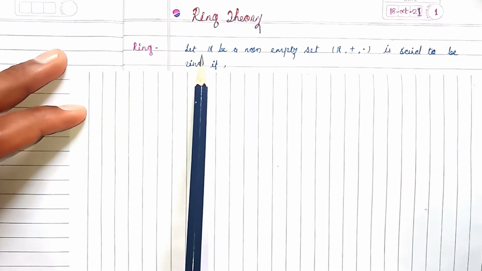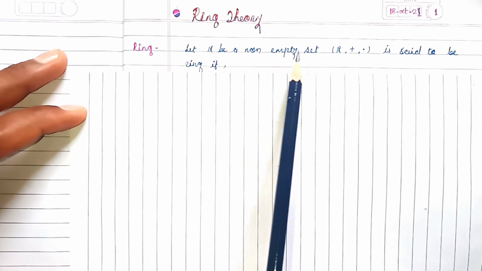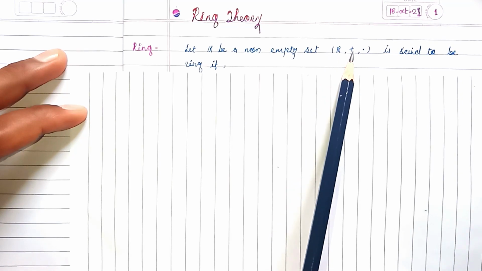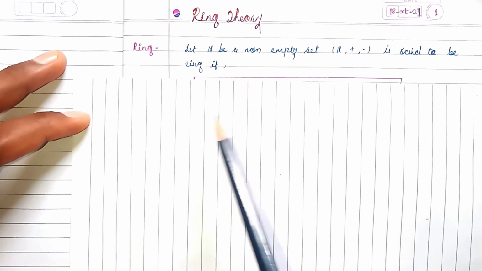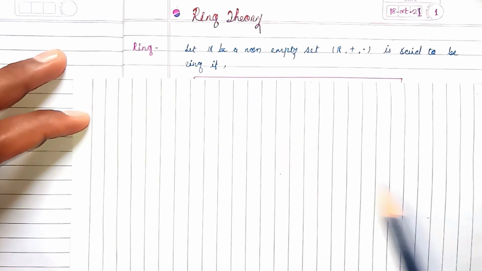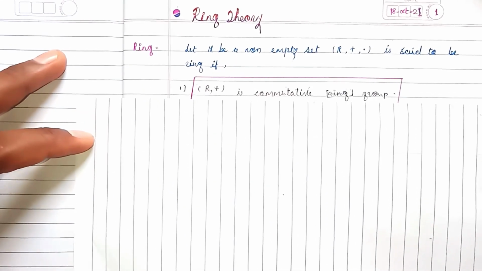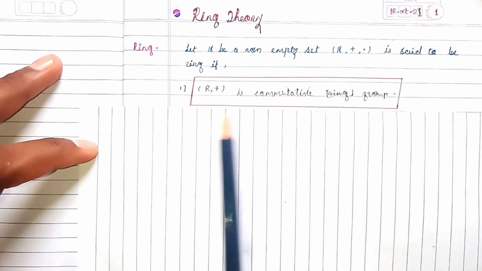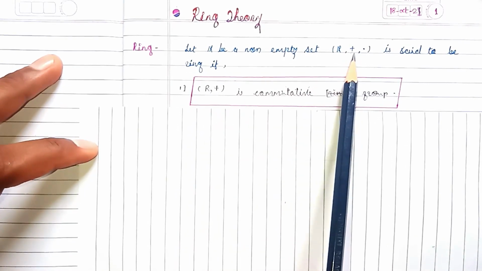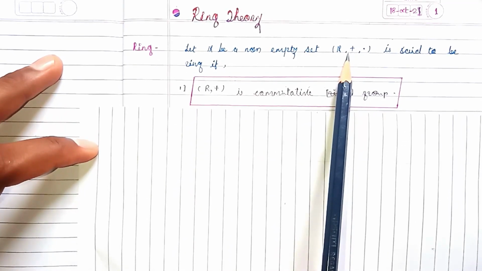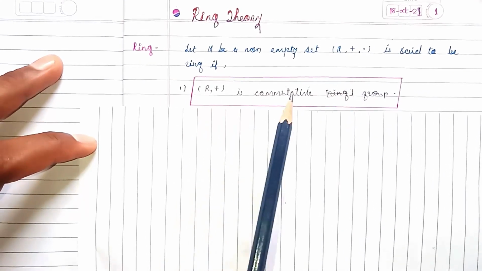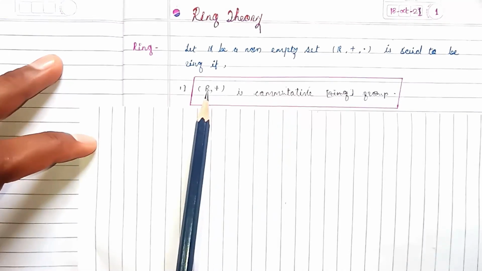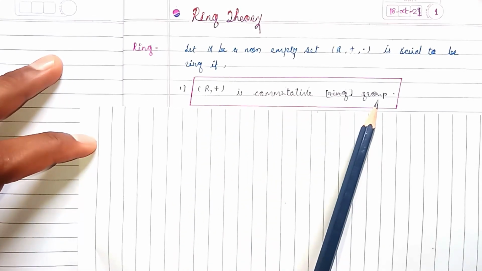So what is the definition of a ring? Let R be a non-empty set. We need a non-empty set R under addition and a dot, where the dot represents multiplication, and it is said to be a ring. If it is a ring, then it needs to satisfy certain properties. With respect to the first operation, which here is addition, the ring needs to satisfy the commutative property. That means R under addition is a commutative group.